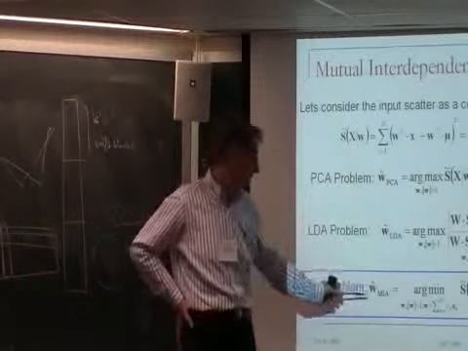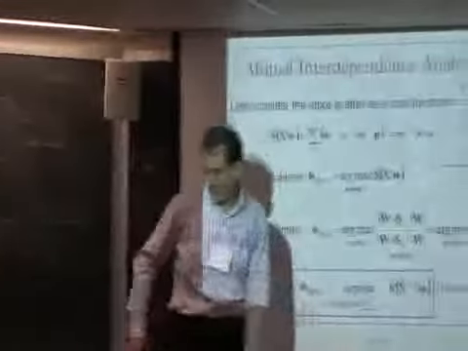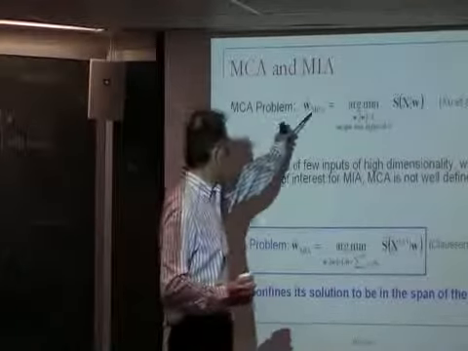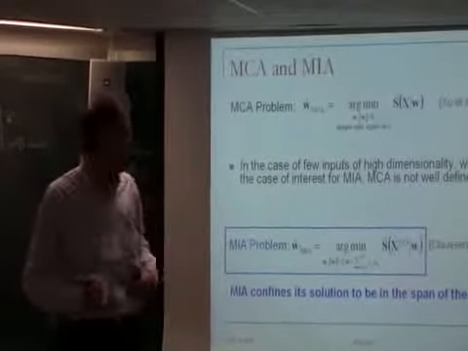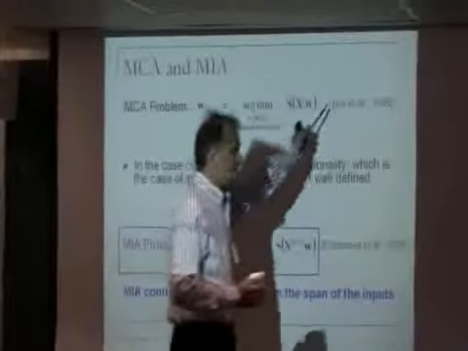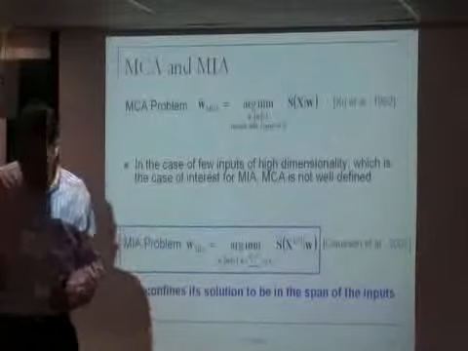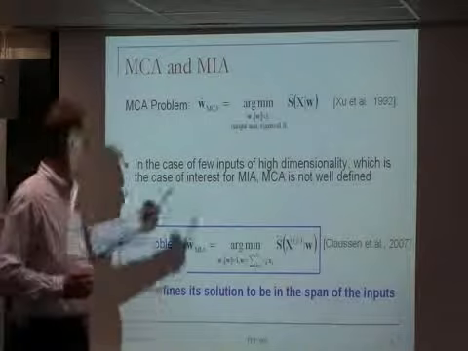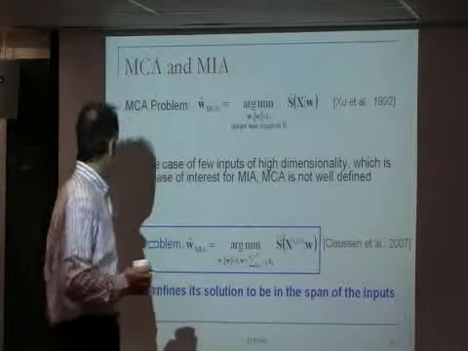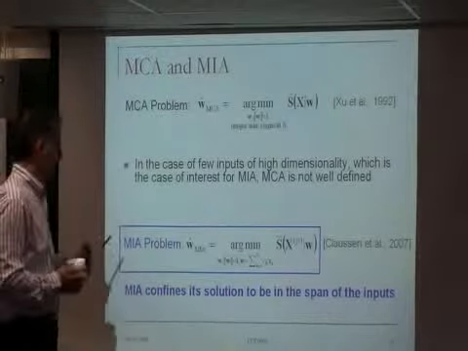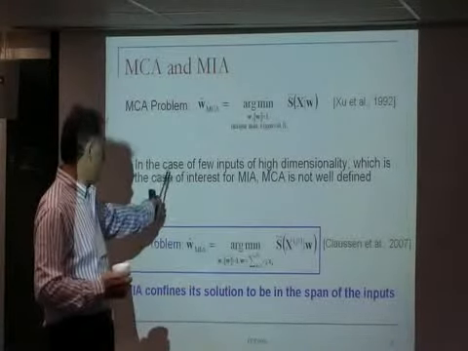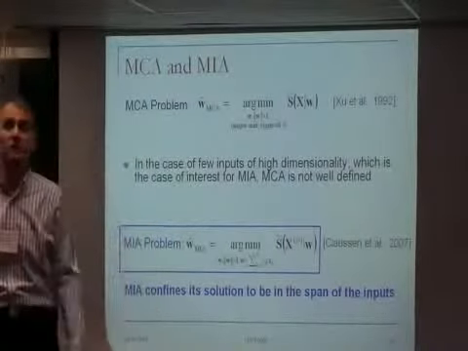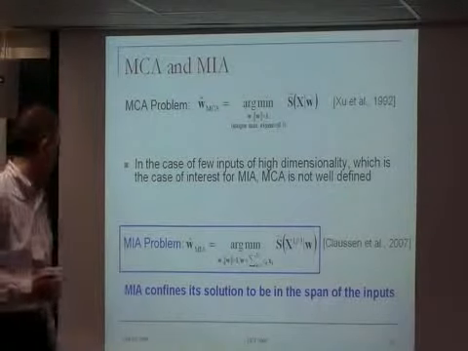But essentially, what MIA does is R mean of this. Well, you will say, about 15 years ago, people like Karhunen and others in Finland were looking at minimum principal components. Well, isn't that the same? That's the MCA, minimum component analysis problem. Well, basically, when we have few inputs of high dimensionality, the MCA problem isn't really defined. It doesn't work. It doesn't say anything.